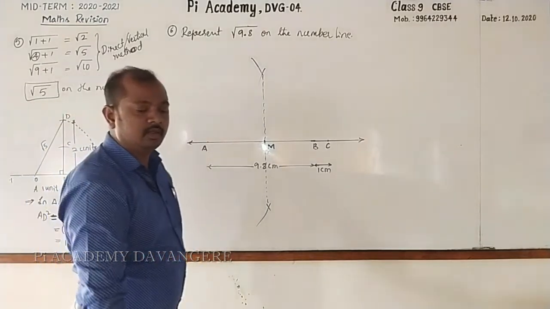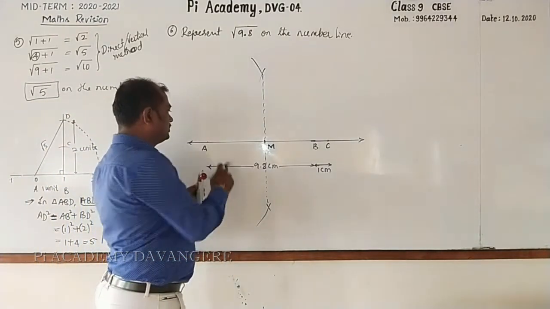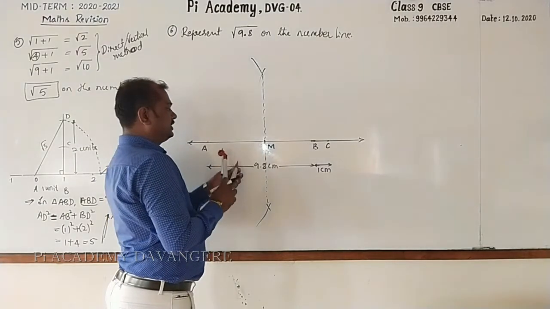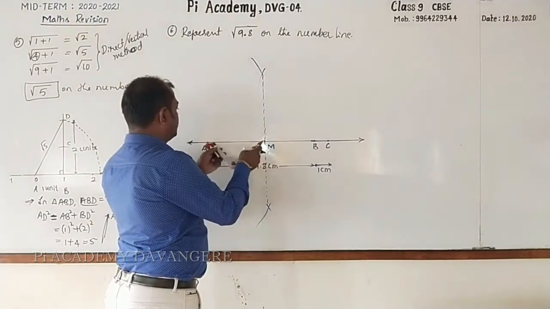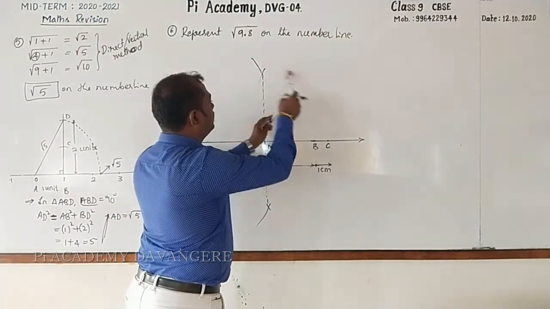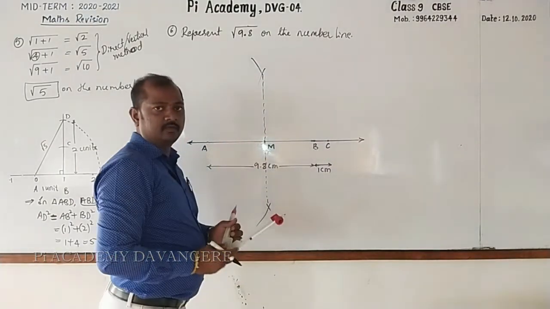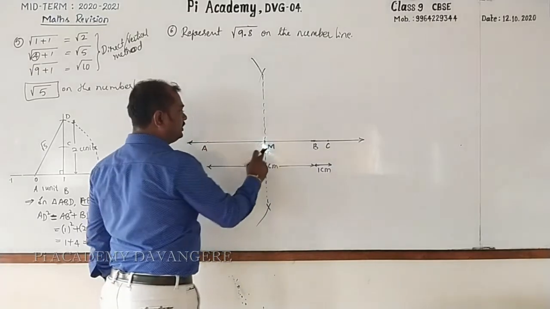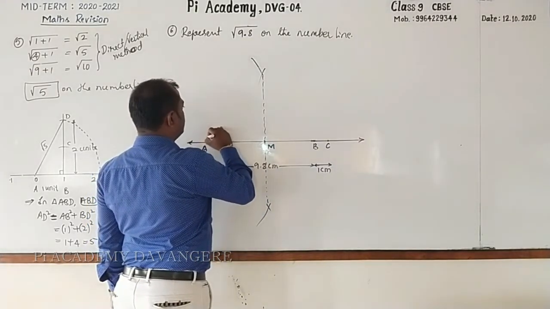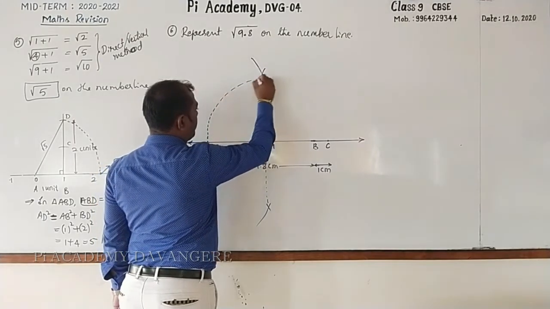Next, again, you have to take compasses with M as center, AM as radius, like this. You have to draw a semicircle. Followed? Repeat it, I have been telling. With M as center, AM as radius, draw a semicircle.